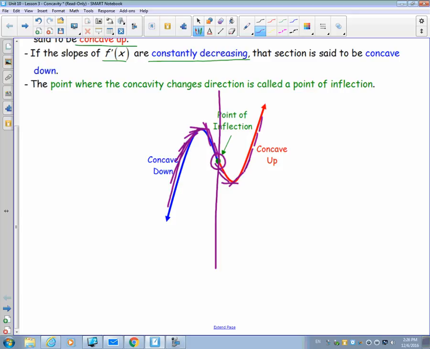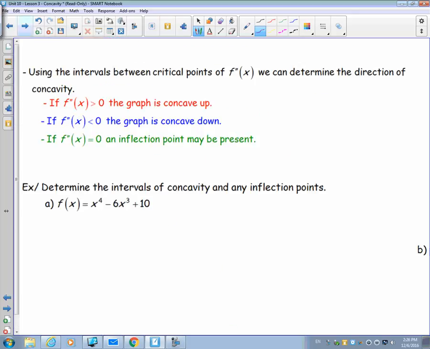Now, we obviously don't want to have to do graphs and draw a whole bunch of lines on there, though we can, we just did. We want a better idea. So we use something called our second derivative test, if you will. Okay. So what we want to do here is use the intervals between critical points of your second derivative. In other words, where your second derivative equals zero. If we can find those critical points, those are our inflection points.